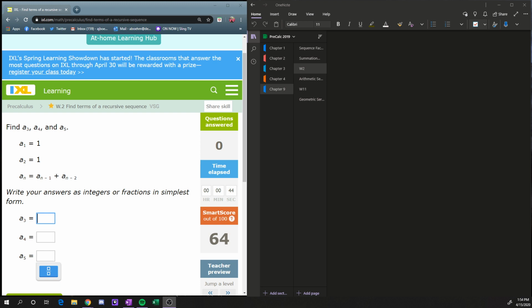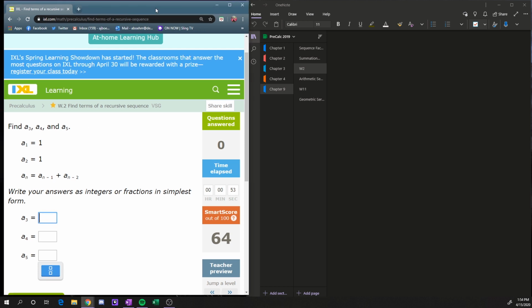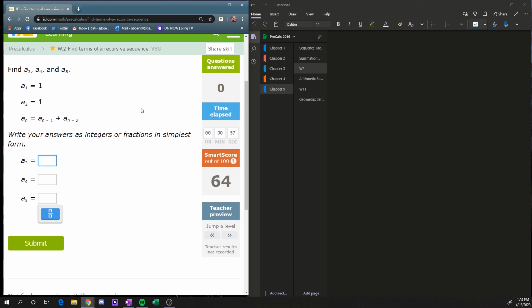Okay, so I'm gonna skip kind of the first part of this and get up to about the 60s, which is where you should see on your screen. And keep in mind that W2 is literally all about recursively defined sequences. Will we have a test over this? Yeah, in some way, shape, or form.